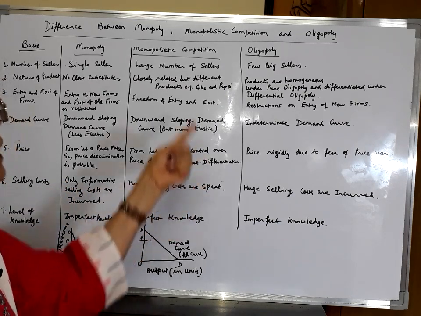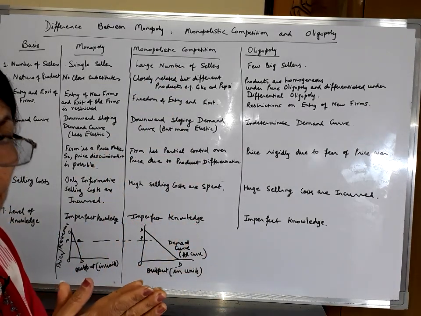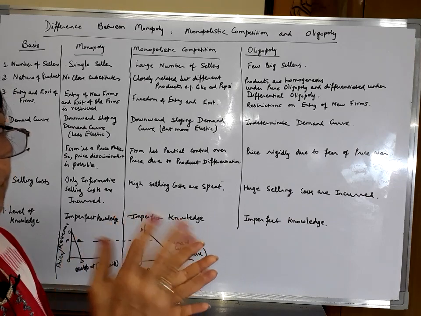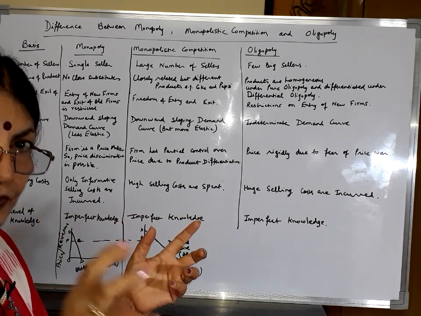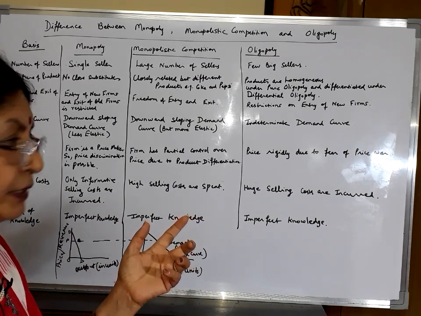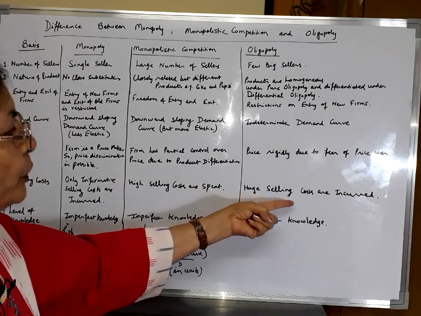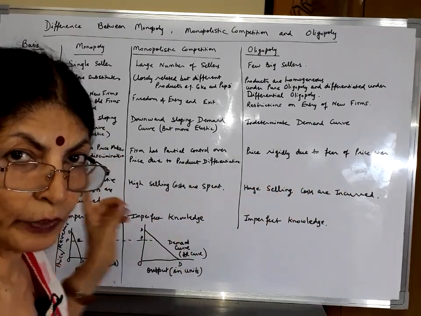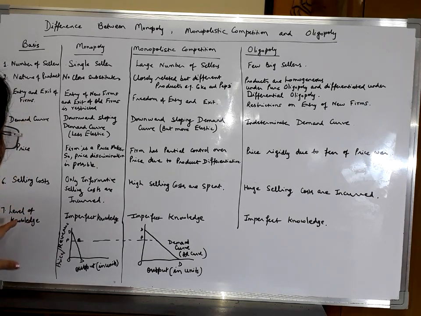High selling costs are there in monopolistic competition because there is cutthroat competition here, and each firm would like to capture a higher share of the market. Hence, each one would have different or higher and higher advertisement costs or selling costs. Whereas in case of oligopoly also, huge selling costs are incurred because each producer would like to capture a higher share of the market.